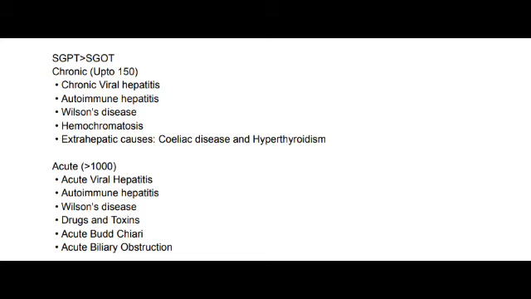Whereas an acute increase in the SGPT and SGOT levels, mainly the SGPT levels, to more than 1000, can be caused by acute viral hepatitis, autoimmune hepatitis, Wilson's disease again, drugs and toxins, acute Budd-Chiari syndrome or acute biliary obstruction.